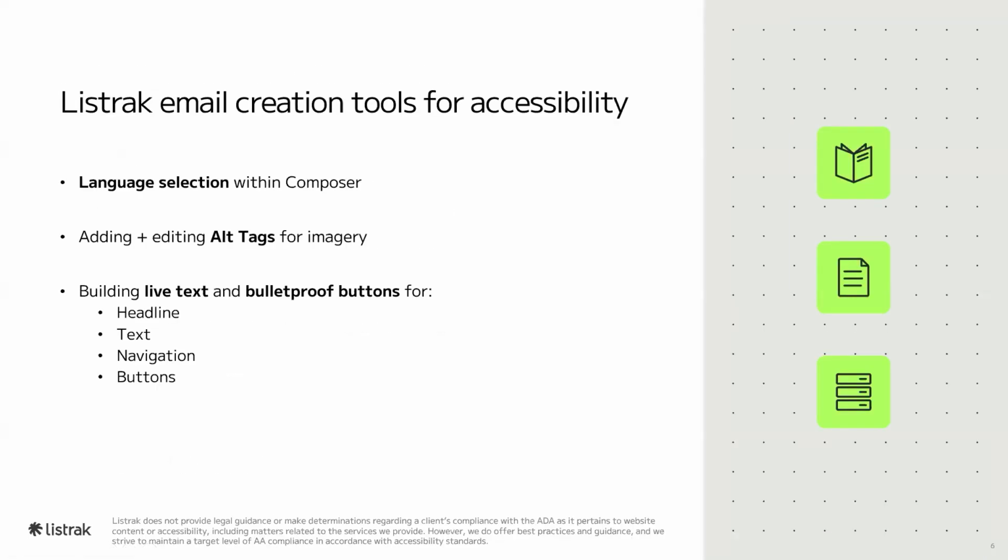Let's unpack the listrak tools you can use to support accessibility. In Composer, you can set language attributes to help screen readers interpret content correctly. Additionally, you can add and edit alt tags to all of your images. And we also support live text and bulletproof buttons. These are ideal for headlines, navigation elements, and your calls to action. These tools make it easier to design emails that not only look great, but are also fully functional for everyone.